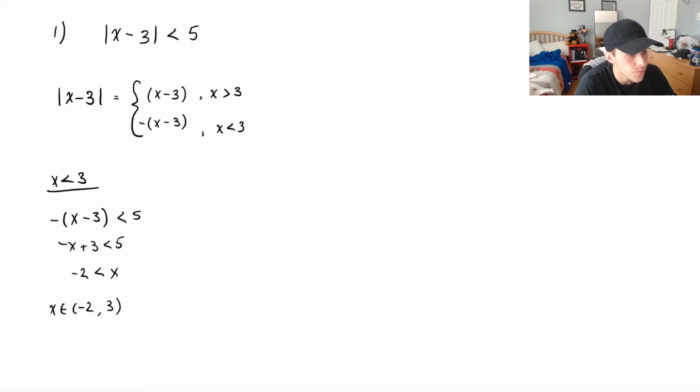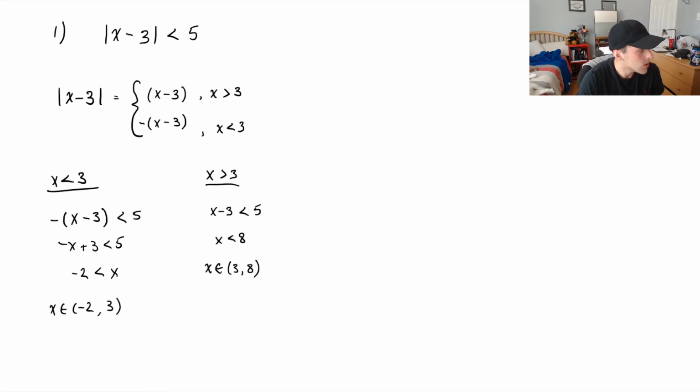Okay? And the other case, we've got when x is greater than 3. In this case, we don't have to change anything to the absolute value. We can just drop the absolute value because it's always going to be positive in this domain. So we get x minus 3 is less than 5. Now we can simply solve this, add 3 to both sides, and we get x is less than 8. So this is now telling us that x is between 3 and 8.